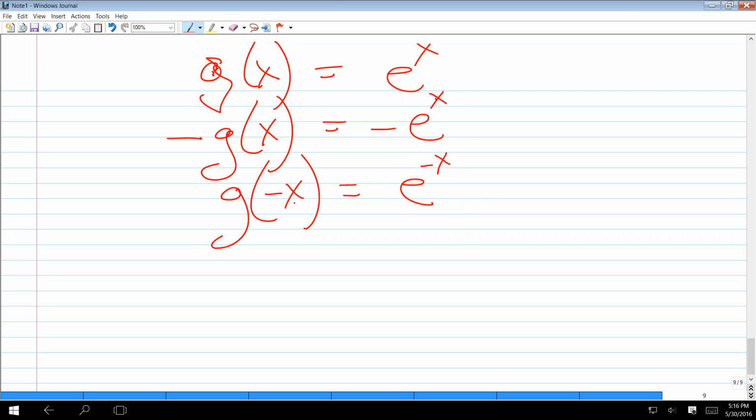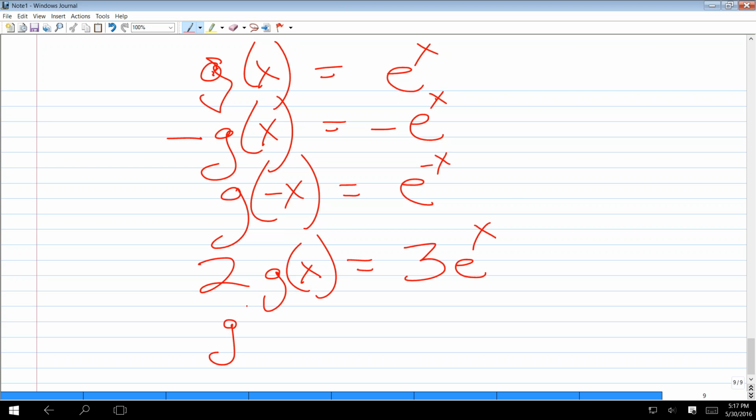Okay. Let me keep going. But then how would you make... That's the 2 reflections. If I want a vertical expansion, then I'm going to do this. And that might look like this. That 3 is a vertical stretch factor. If I want a horizontal compression or expansion, it would write like that, and that would be this.